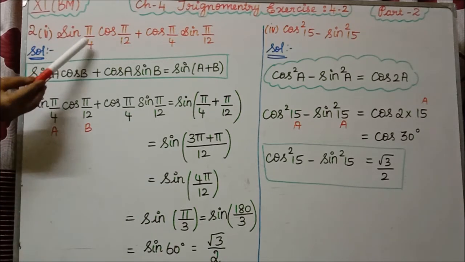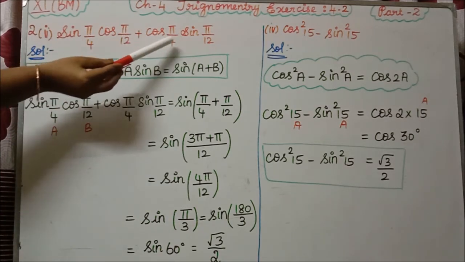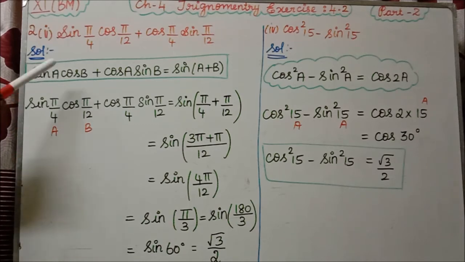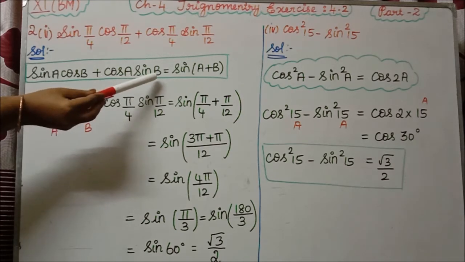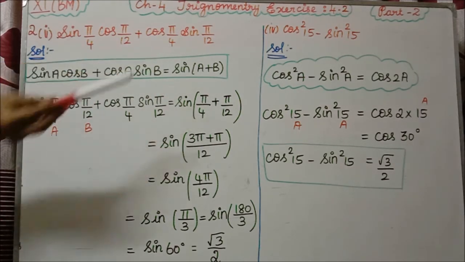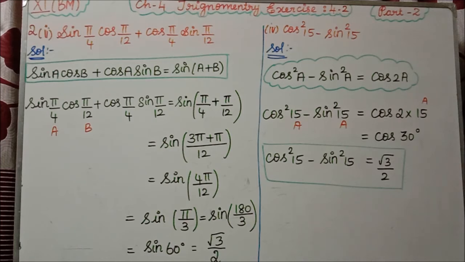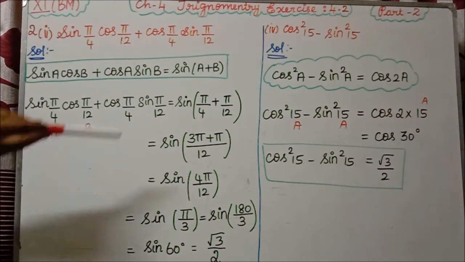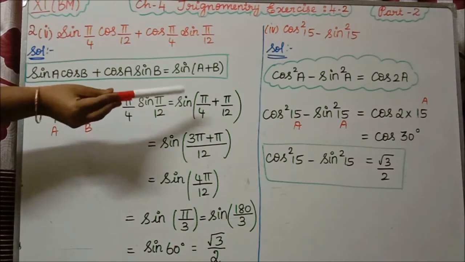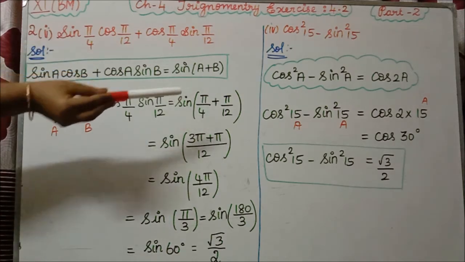Here pi by 4 and here pi by 12. So in the place of A we have pi by 4, and in the place of B we have pi by 12. Clear? See, sin A into cos B plus cos A into sin B is equal to sin A plus B, is the formula. So I have written the question. We know pi by 4 is A and pi by 12 is B. Now equal to sin, instead of A we have pi by 4, and B is pi by 12.